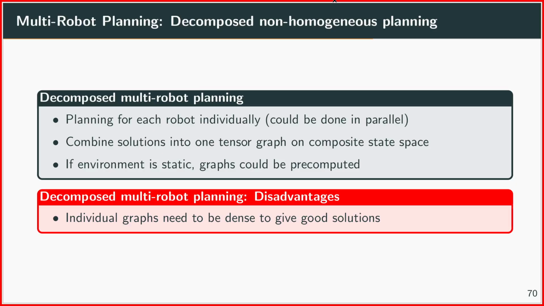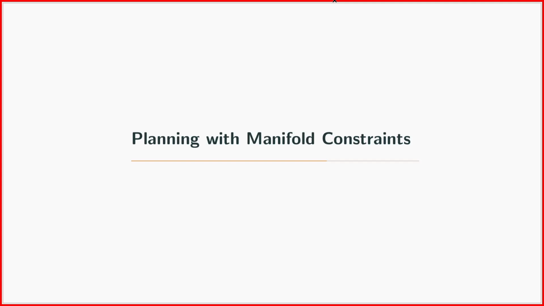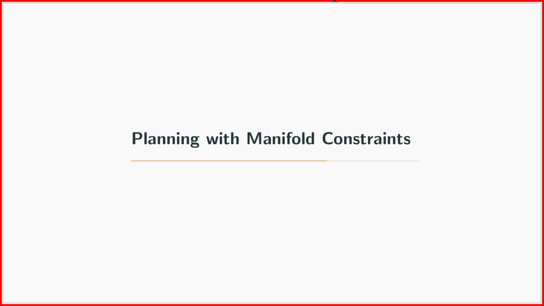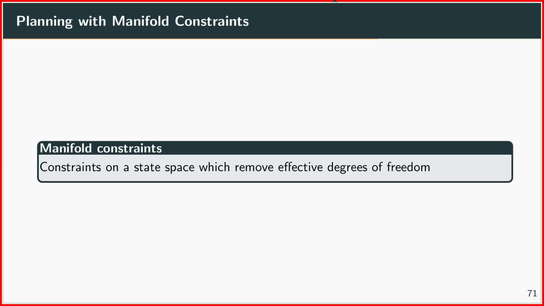And now I want to just switch to a completely different topic, namely planning with manifold constraints. So the idea of manifold constraints is basically whenever you have a problem where you have to make contacts with the environment, your whole state space differs. And so it usually gets pretty difficult to plan in those new state spaces. So manifold constraints, the basic definition I would say is that you have a constraint on your state space which removes effective degrees of freedom.